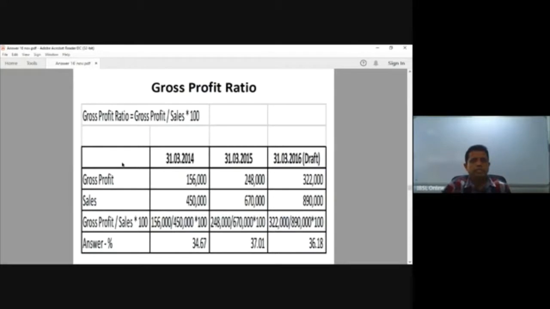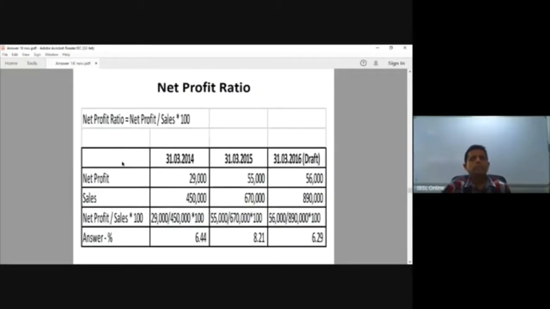Then they ask for the net profit ratio. For the net profit ratio, you have to make sure that you are taking the correct net profit from the income statement. Don't take the last item, as I mentioned previously, also in the previous question. Don't take the last item. Instead, you have to take the net profit after tax.